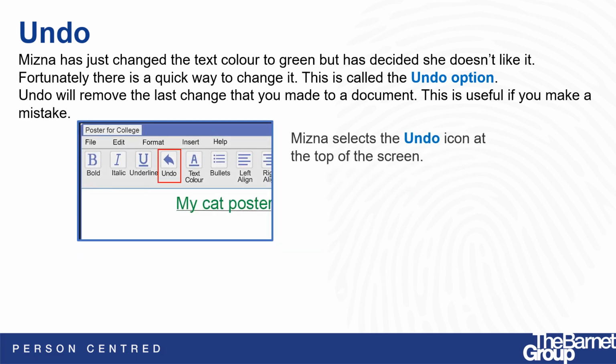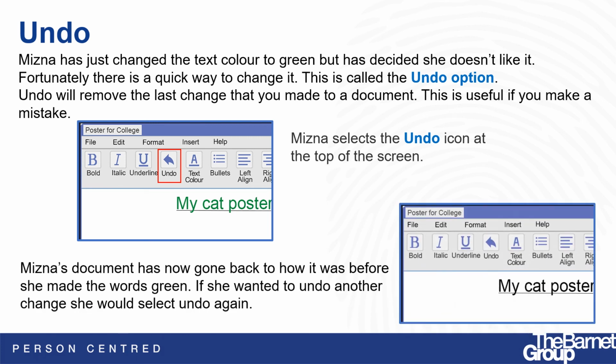This is really useful if you make a mistake. Mizna selects the Undo option at the top of the screen. Mizna's document has now gone back to how it was before she made the words green. If she wanted to undo another change, she would select Undo again.